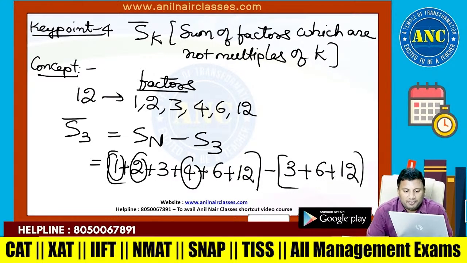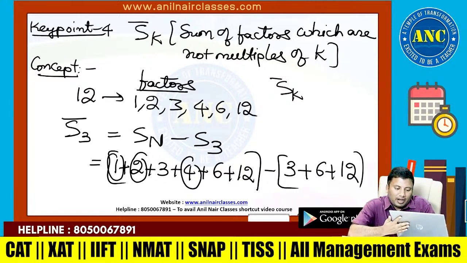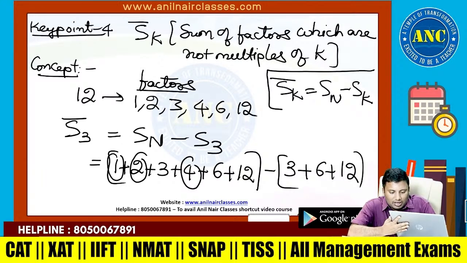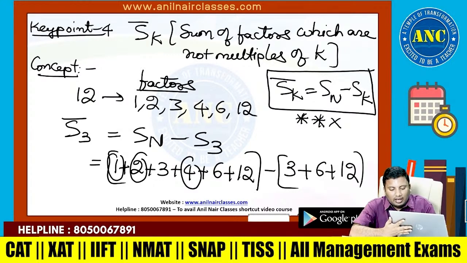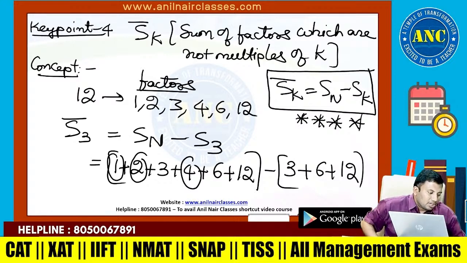The sum of the factors which are not multiples of K is nothing but the sum of the factors minus the sum of the factors which are multiples of K. Please make a note. It is nothing but a negation. S K bar is nothing but Sn minus Sk.